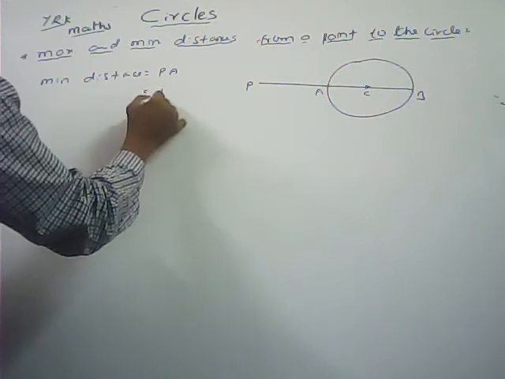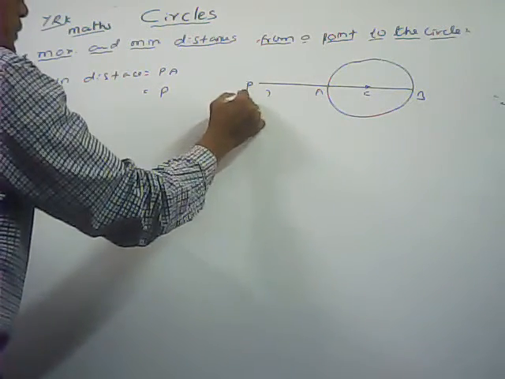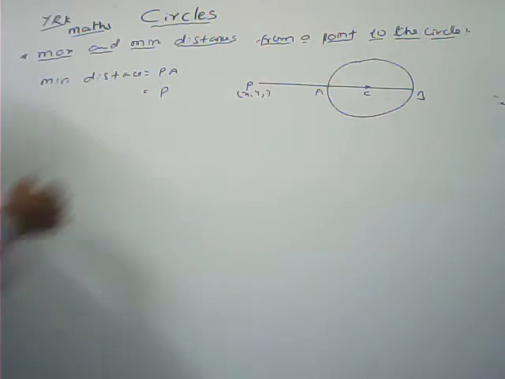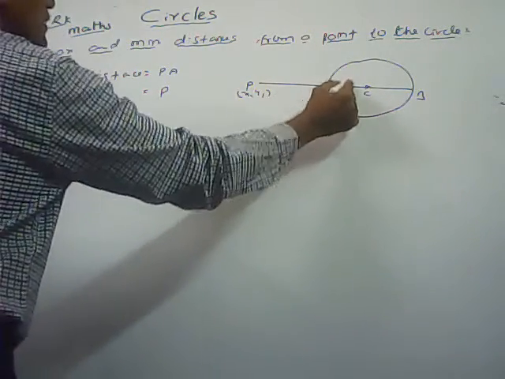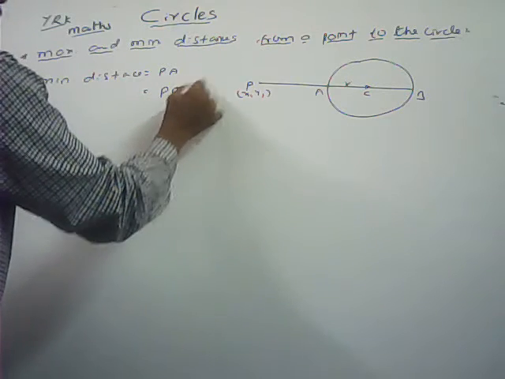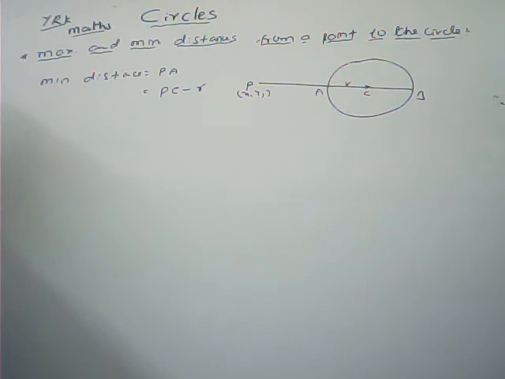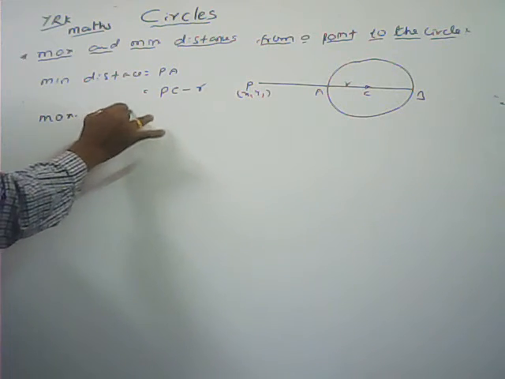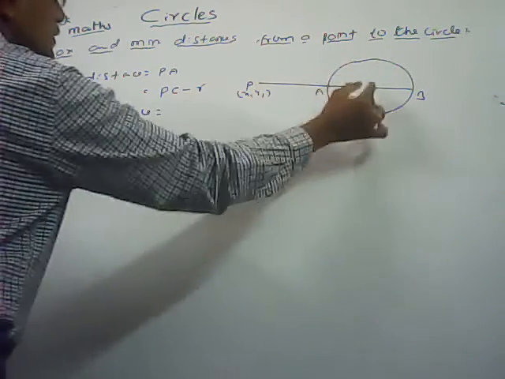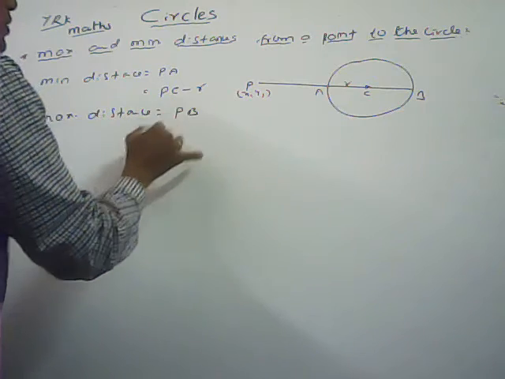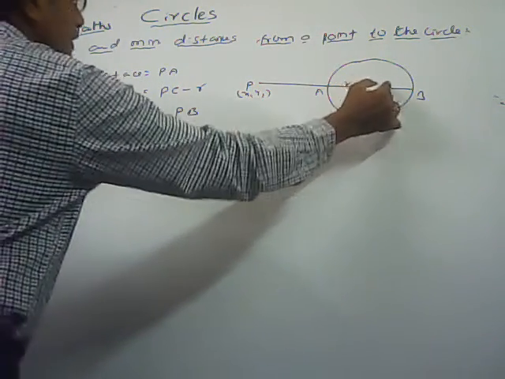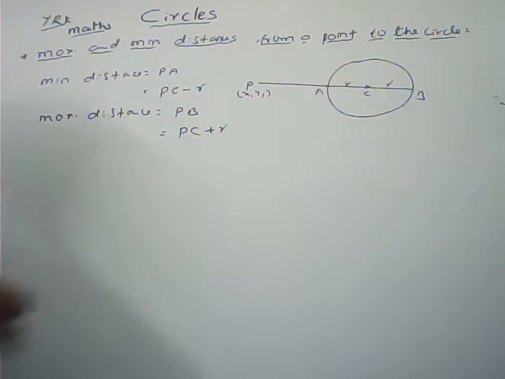How to get that one? Here P, one point should be given, x1, y1. Center and equation of the circle also will be given. So first find the distance between P and C and subtract the radius. Then we can get the minimum distance. Maximum distance that is equal to PB. So here we are finding the distance between these 2 points P and C and adding the radius. We can get the maximum distance from the point to the circle.